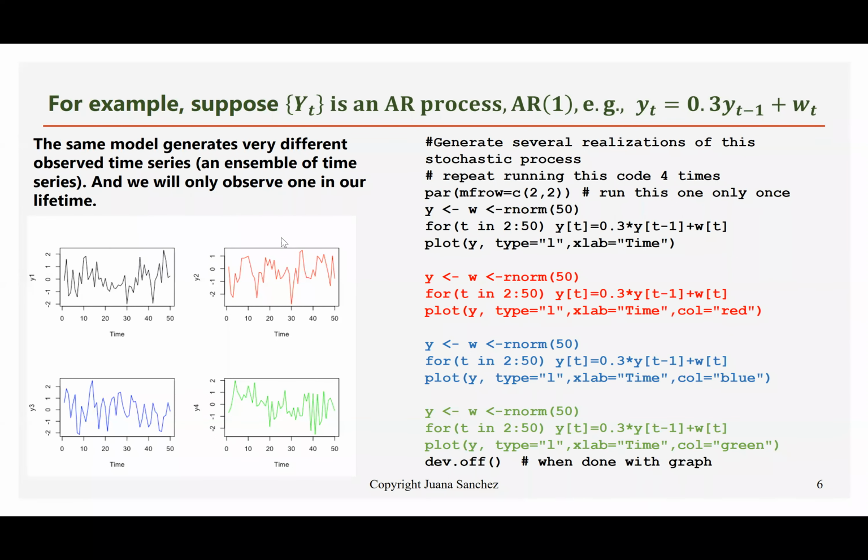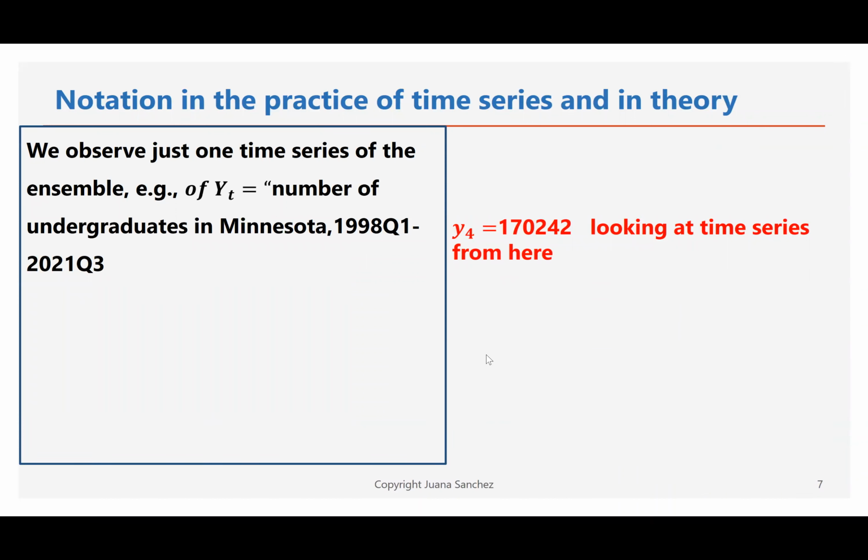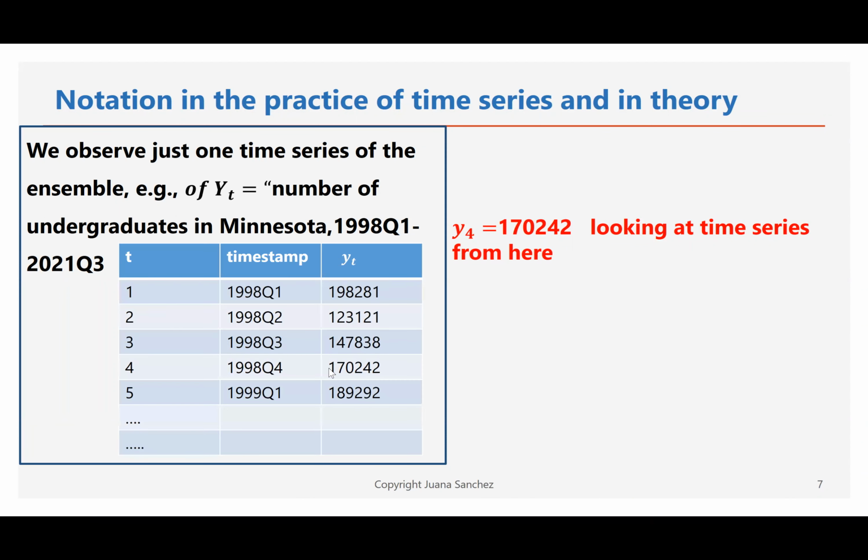Okay. And then in practice, we might observe just one, right? That's life. We don't have unlimited lifetimes. So let's say we observe this time series again. This is the observed value of this random variable, number of undergraduates in Minnesota. Let's say we focus on time t equal 4.